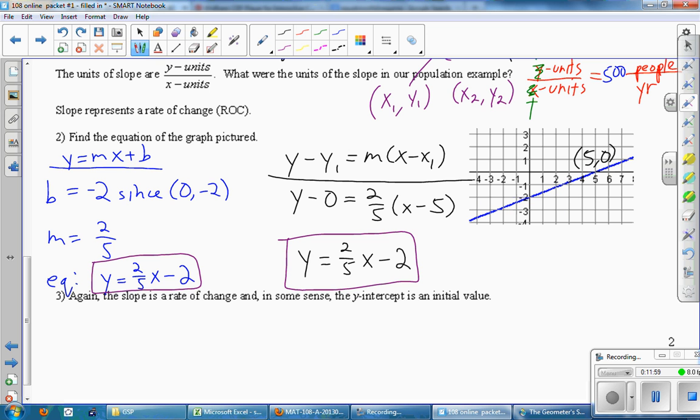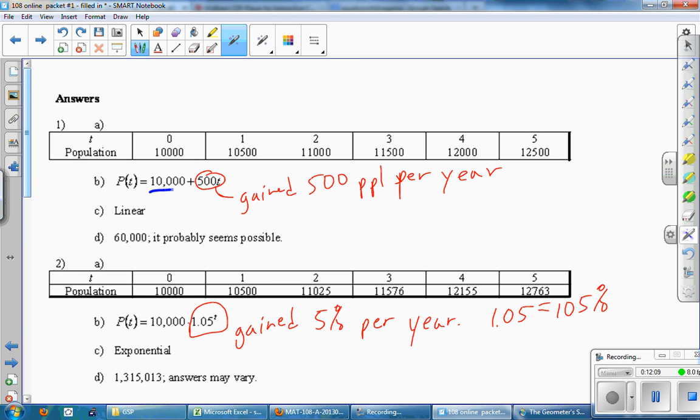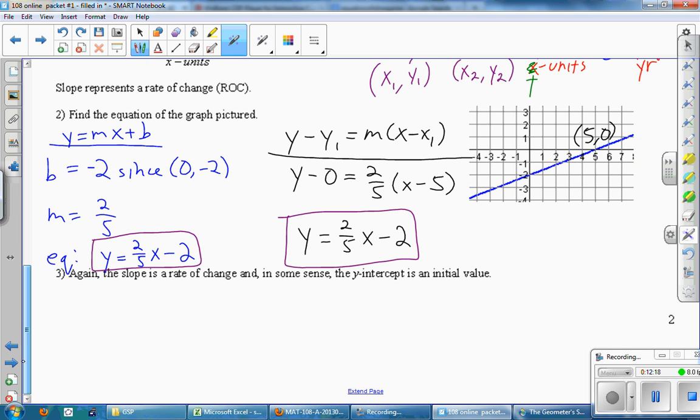Number 3, again, the slope is a rate of change, that 2/5. And in some sense, the y-intercept is an initial value. For population, the initial value is 10,000. That was this y-intercept right here, starting with 10,000 people, and then you gain 500 every year. So that y-intercept is an initial value. And here there's no context for this graph that we're given, but you could say that we start, if that word makes sense, at -2.